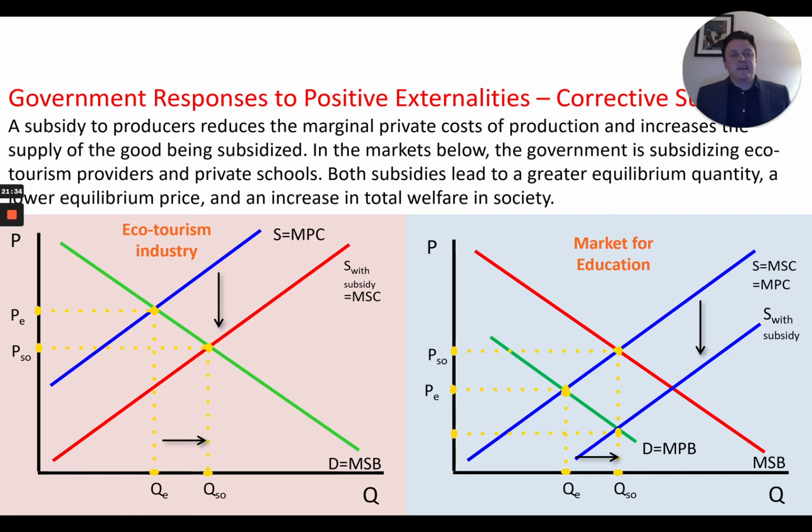Okay, so we'll have a look at the diagrams side by side. Corrective subsidies towards positive externalities and merit goods. A subsidy to producers reduces the marginal cost of production and increases the supply of the good being subsidised. You can see this on both diagrams. In the markets below, the government is subsidising ecotourism providers and private schools. Both these subsidies lead to a greater equilibrium quantity, and that's why I keep saying focus on the quantity, at a lower equilibrium price and an increase in welfare to society. So you can see now in both diagrams the supply has moved towards the Q socially optimal. So that's how subsidies work. Now remember this diagram and use it well in your essays.